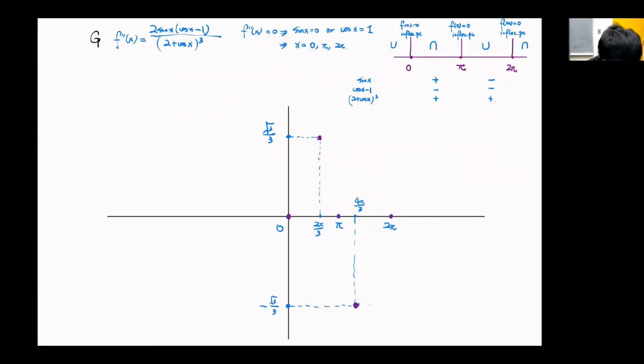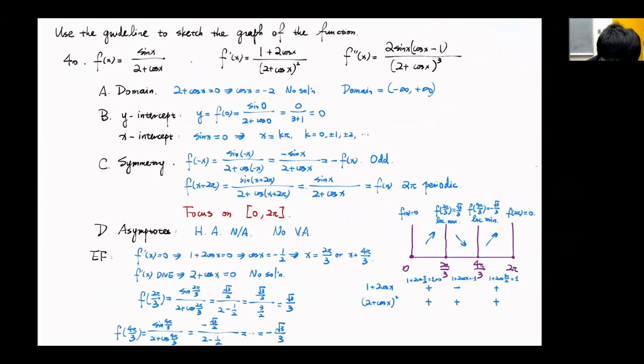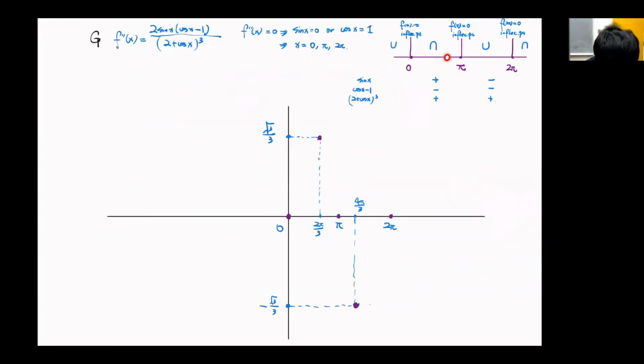Okay, so we see that at 2 pi over 3, we have got a local max, and at 2 pi over 3 the function looks concave down. So this basically tells me that a local maximum looks like this. So that's telling me that at 2 pi over 3, the function looks like this. Similarly, at 4 pi over 3, the function looks like this.